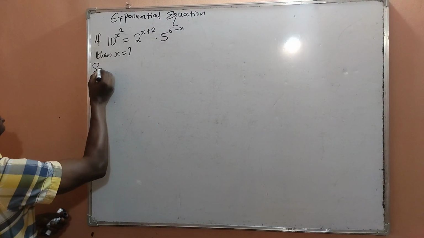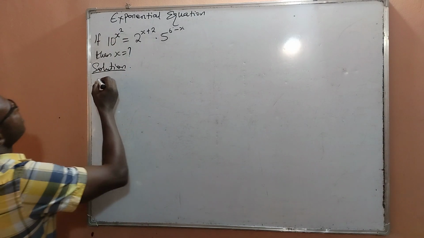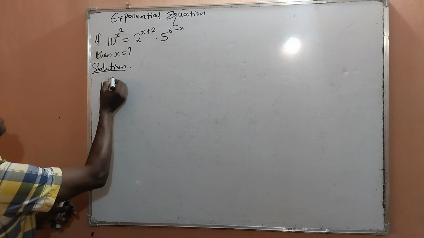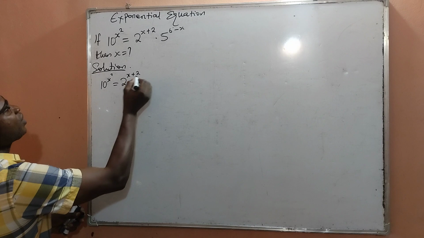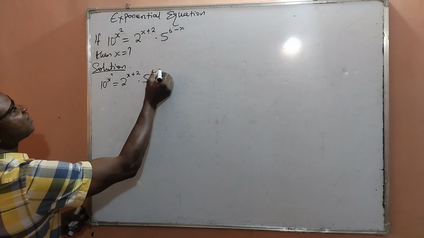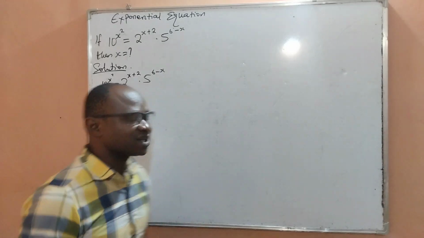Therefore, solution. The question that I am given to solve is 10 to the power of x squared equal to 2 to the power of x plus 2 multiplied by 5 raised to the power 6 minus x. That is the question. I will start from the left hand side.